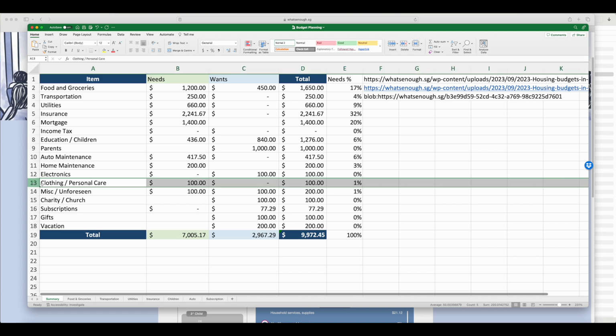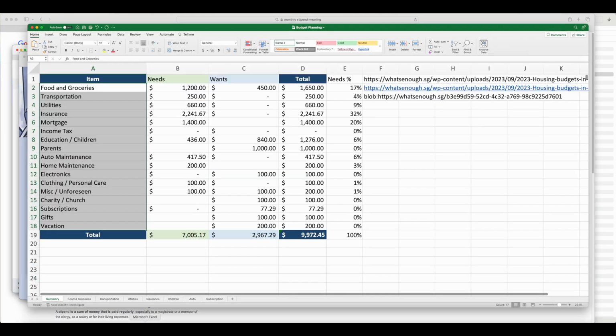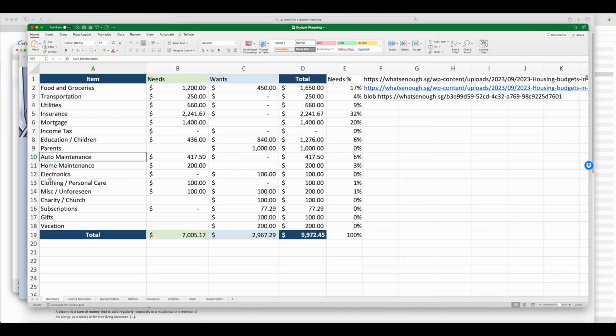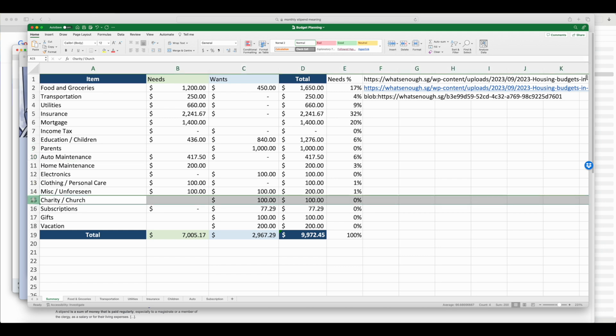Clothing, personal care, also on the low side. This is really personal grooming. Go for haircuts, occasional t-shirts, shorts, underwear that you need to purchase for family. So that's $100. Again, I think this is on the low side. You easily can budget around $200 a month for this. And I do have a section here for charity or church, about $100. It's on the low side, but this is my budget for now.